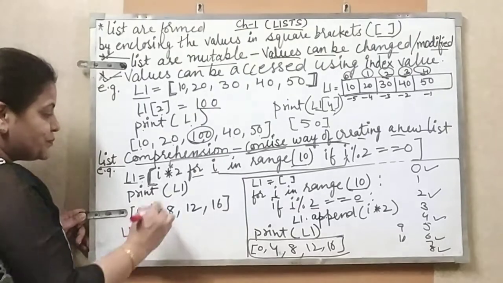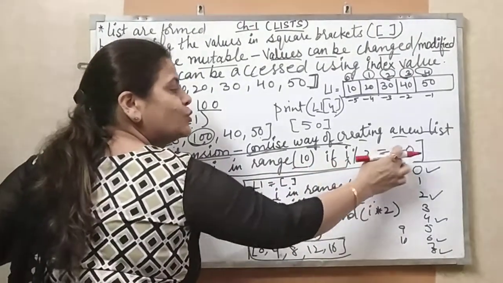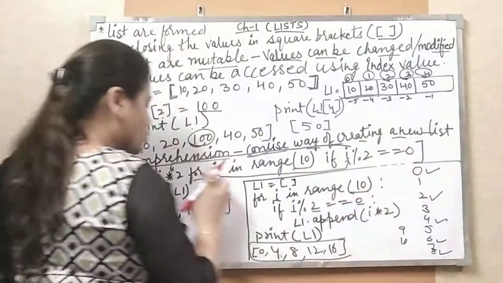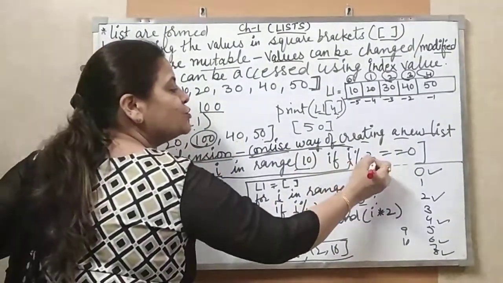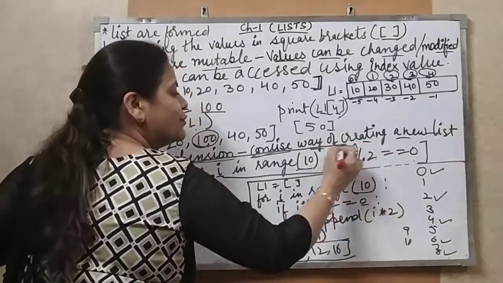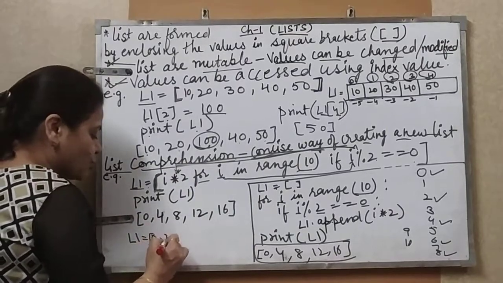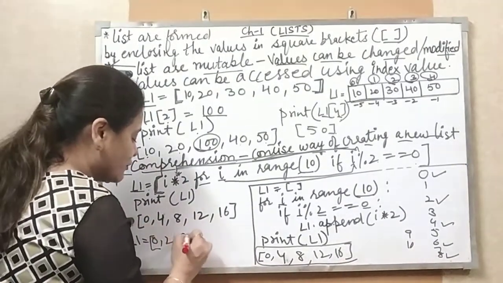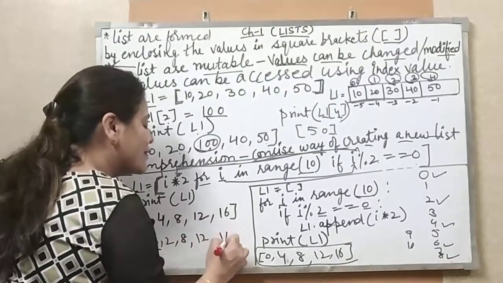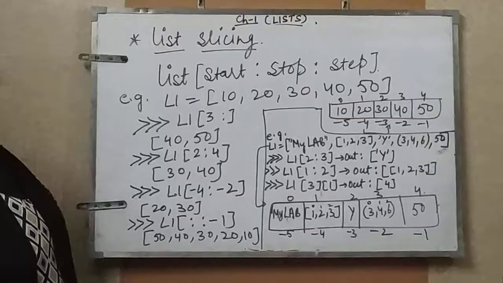And after that, value of i will become 1. 1 modulus 2 is equal to 0. It is false, so it will not go there. Now 2 modulus 2 is equal to 0. It is a true value. It will go back again here, and then 2 multiplied by 2 will be 4, the second value of my list. Similarly, it will go for the third value, then fourth value, and the fifth value. So the list will be printed like this.